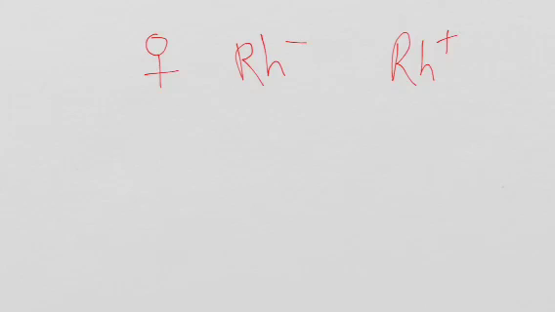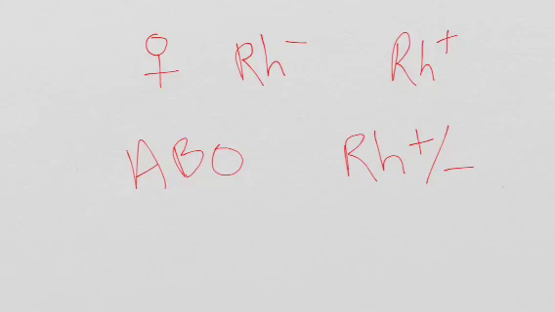Okay, so next class we talk about mixing ABO and Rh plus or minus, and who can give to who and who can receive from who. Okay?